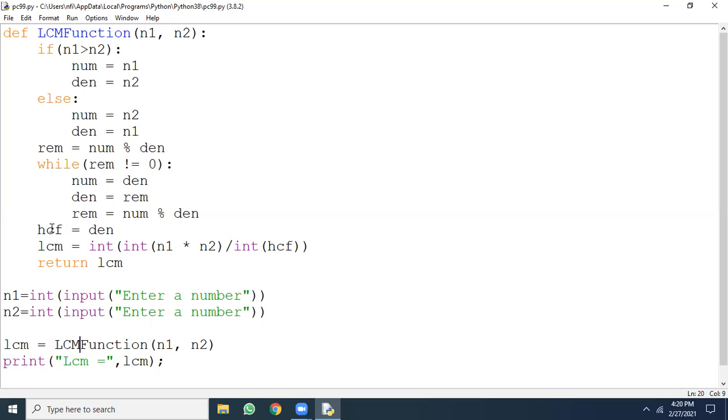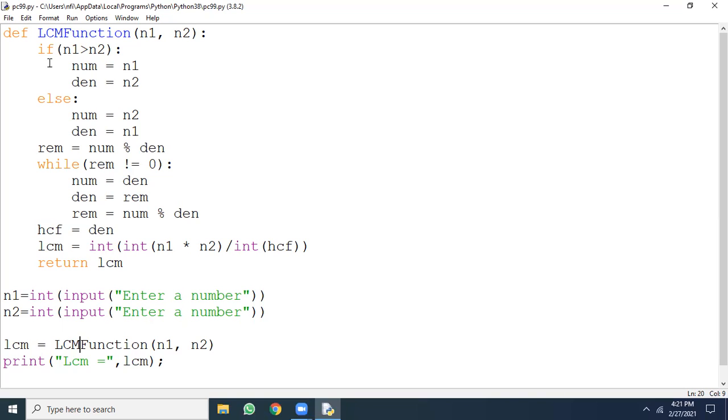Now, how do we find the LCM? To find the LCM, we shall use the mathematical formula: product of two numbers divided by GCF. We get the LCM by multiplying the two numbers and dividing by GCF. So n1 into n2, we multiply both numbers and then divide by the GCF. And we finally store the result in variable LCM, and then we return this value to the calling function. The function has been invoked here, so the value will be returned here, which is again stored in another variable LCM. And then that variable LCM is printed.